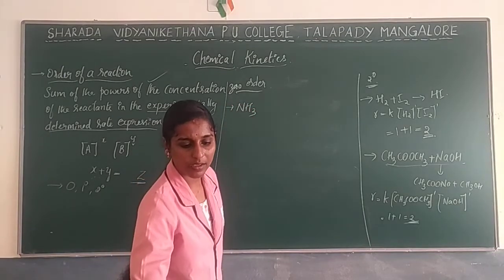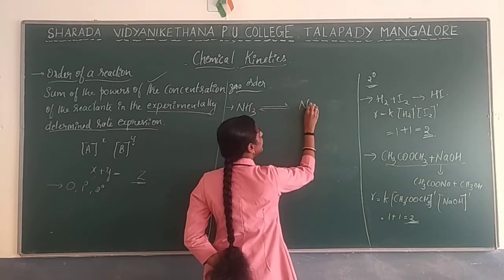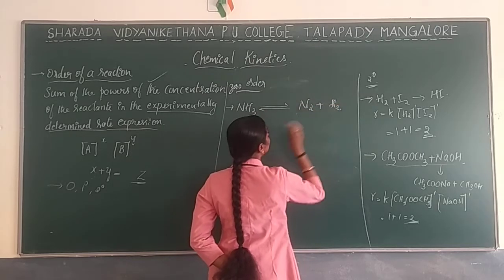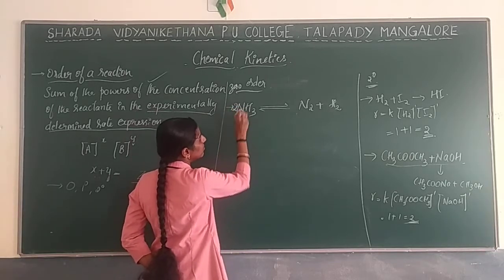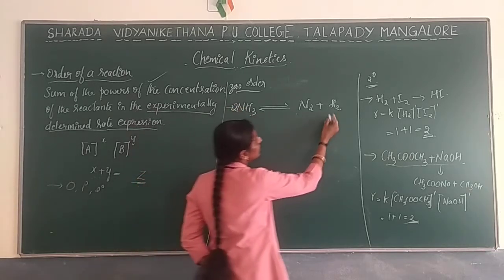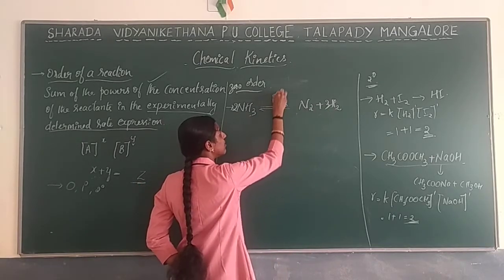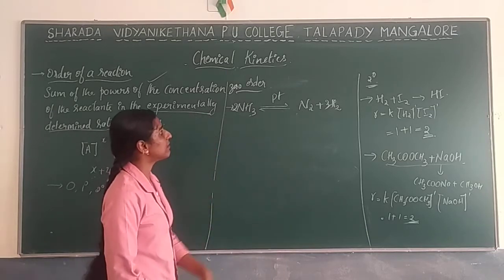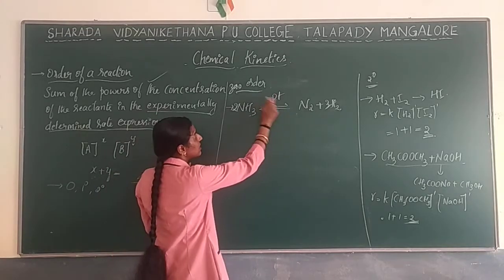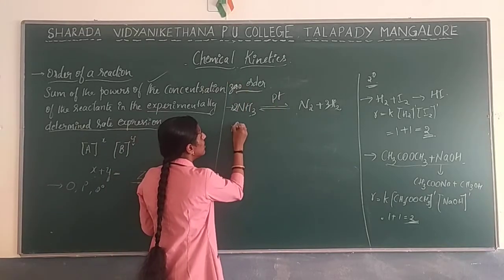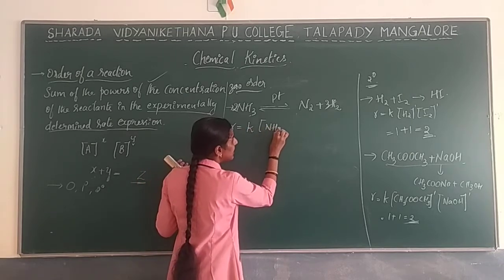NH3. Okay, so now here you will get N2 plus H2, right? N2, and 2 and 3 are here. The balanced reaction is very important because we have to write the rate of the reaction. See, this reaction will be done in the presence of a catalyst. Platinum catalyst is present. So, in the presence of a catalyst, the reaction will be done, as I said, it will be 0 order. So, rate is equal to K into concentration of NH3.